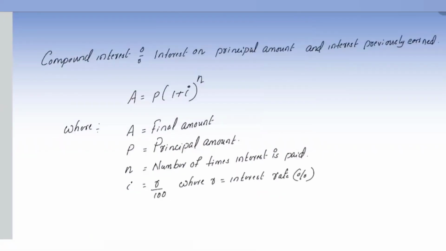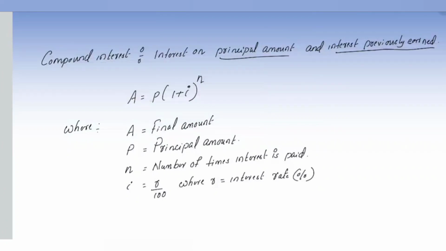Now we can move to the next item, that is compound interest. What is compound interest? Compound interest is not like simple interest. In the case of compound interest, it is the interest on both the principal amount and the interest previously earned. Actually, it is the interest on interest. Those two things you have to take into consideration: principal amount and interest previously earned.